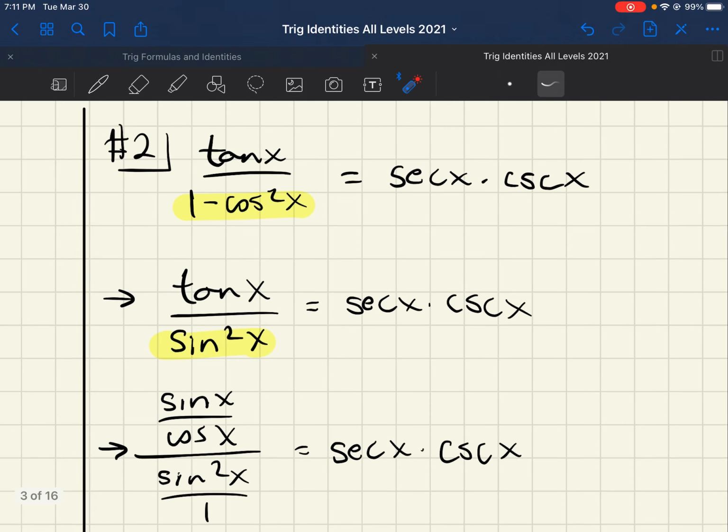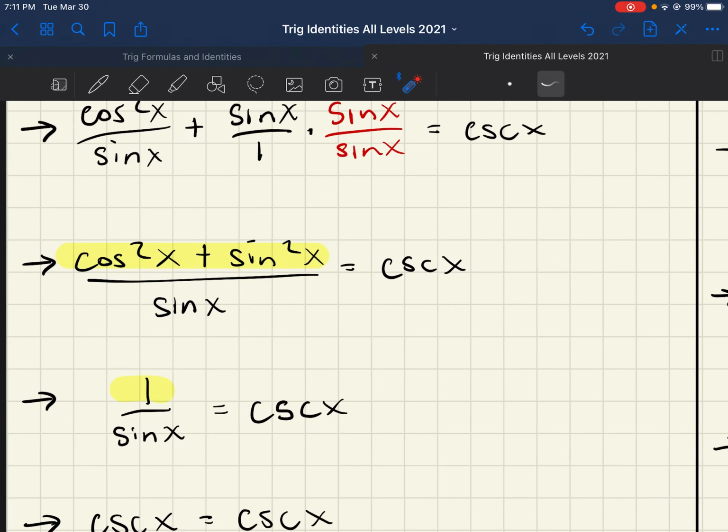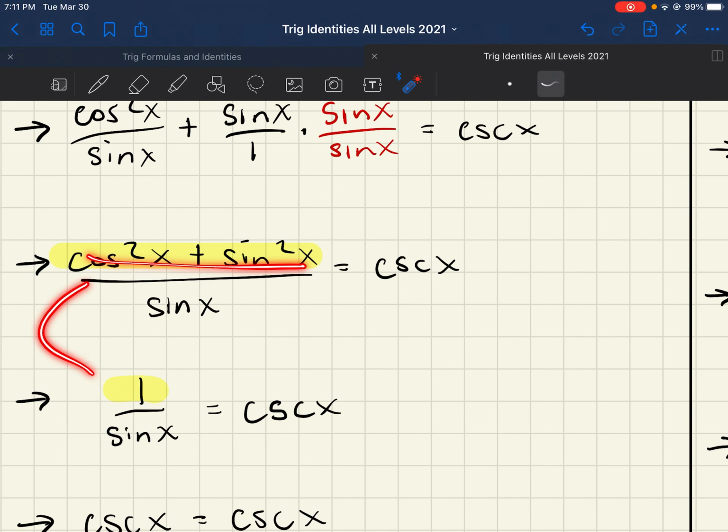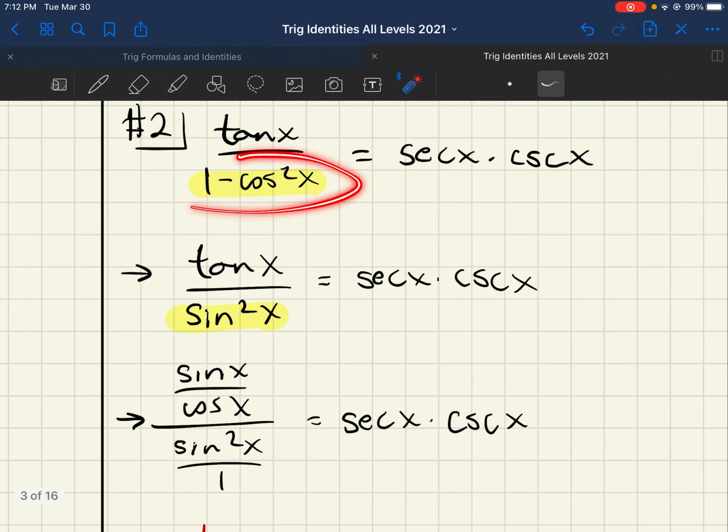Number 2, we were trying to verify that tangent of x over 1 minus cosine squared is equal to secant of x times cosecant x. I'm going to work on the left side here. I notice right away that 1 minus cosine squared is sine squared. By the way, I forgot to point this out with number 1: any identities, I went ahead and highlighted to show you what the identity turns into. So this being highlighted in yellow is saying that cosine squared of x plus sine squared of x is 1. Back to our proof over here, 1 minus cosine squared is an identity. That's going to be sine squared.